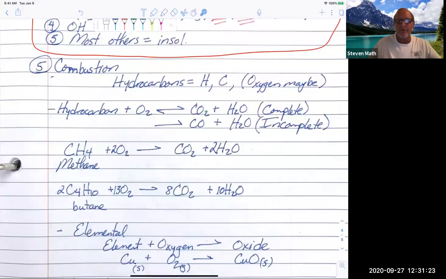They will usually say a hydrocarbon consisting of carbon and hydrogen is completely combusted in excess oxygen. So they will tell you it's a complete. If they don't tell you, assume it is a complete combustion. Don't assume incompletes. All right?